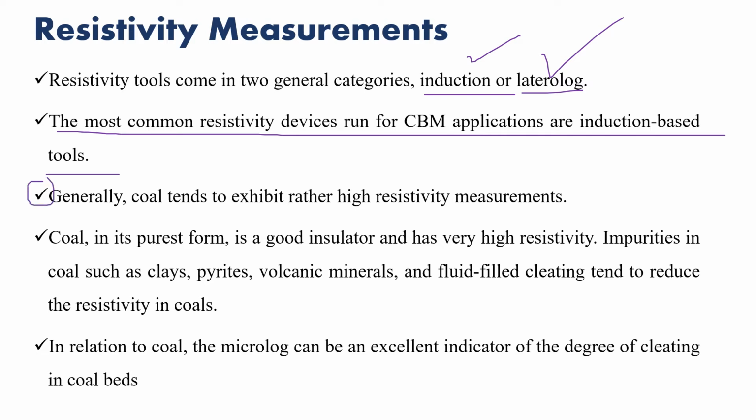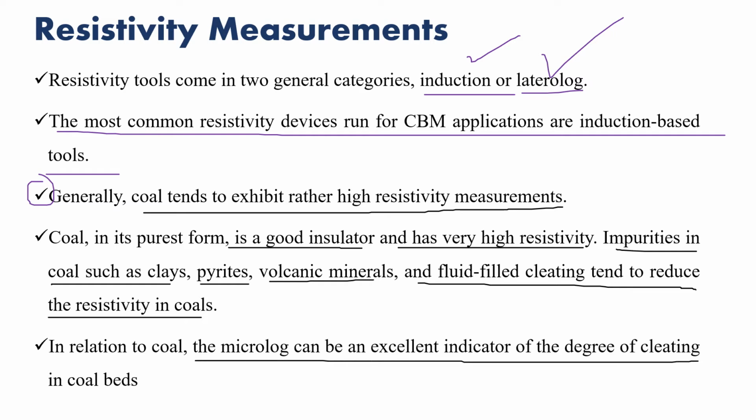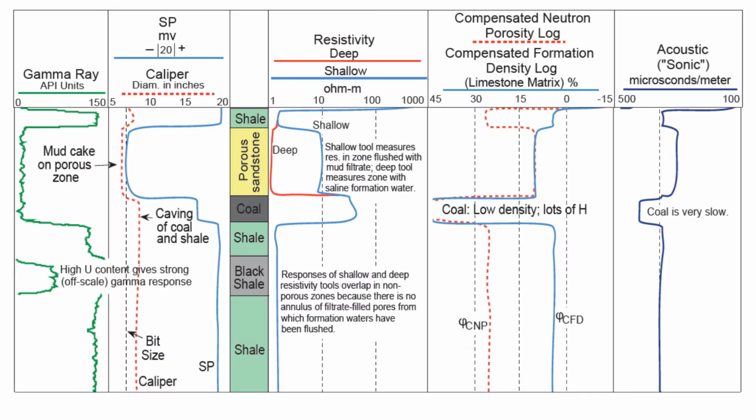Generally, this is an important point. Coal tends to exhibit rather high resistivity measurement. Coal in its purest form is a good insulator and has very high resistivity. Impurities in coal such as clays, pyrites, volcanic minerals and fluid-filled cleating tend to reduce the resistivity in coals. In relation to coal, the microlog can be an excellent indicator of degree of cleating in coal beds. This is an important point.